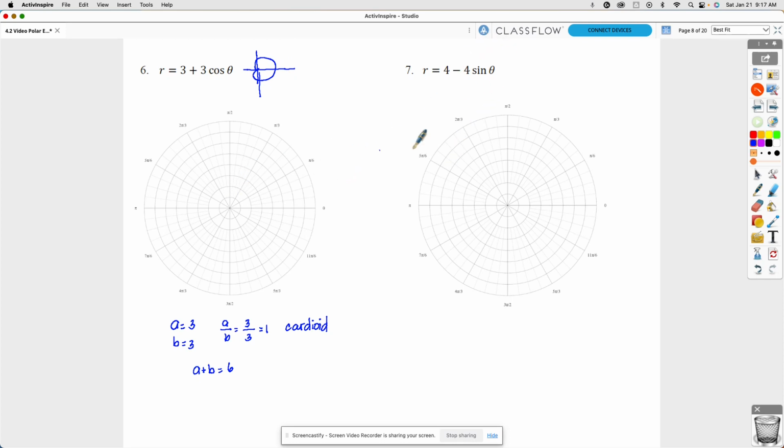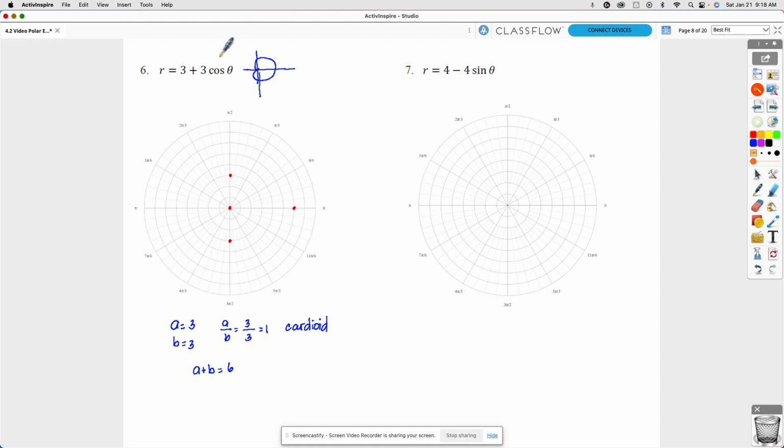So let's plot the points. Start with the pole, and then the intercept is at 3, 1, 2, 3, 1, 2, 3, and then your a plus b is 6, so 1, 2, 3, 4, 5, 6. So these are your 4 points. We need 2 more.